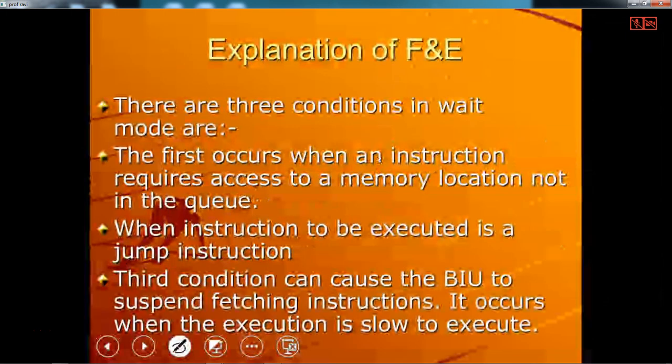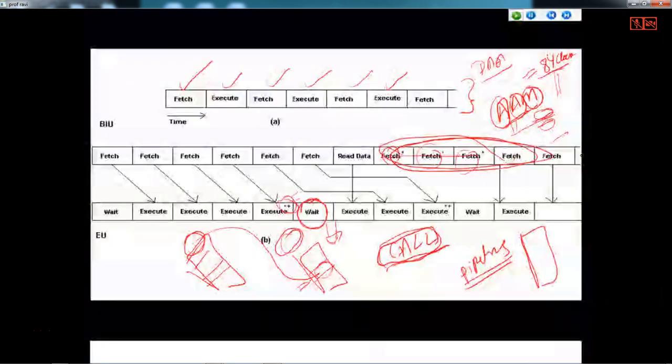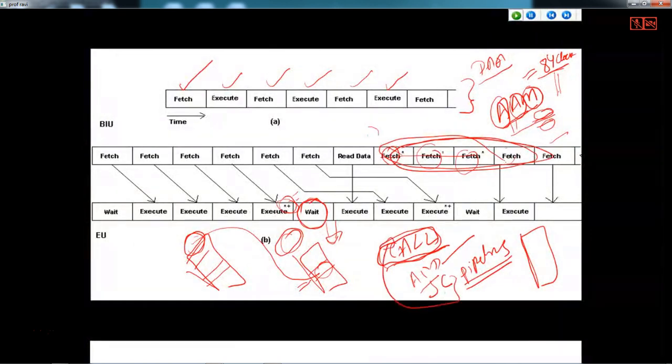Your BIU will suspend its operation. And the second one is the jump instruction. Jump means jumping from one place to another place. Like you are executing all the instructions in sequence, like add two bytes, then jump on carry somewhere. So that is not in the sequence. So then what you do? Again, you need to go to that particular byte and then fetch. In that case, BIU will suspend the operation.